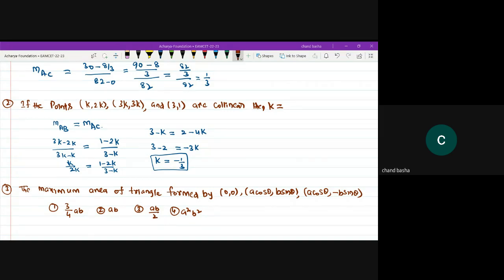Make it fast, please. Related to the area of the triangle, remember which formula you are going to use. That is important. Which point are you using? 1, 2, or 3?